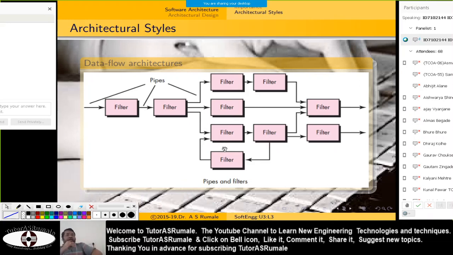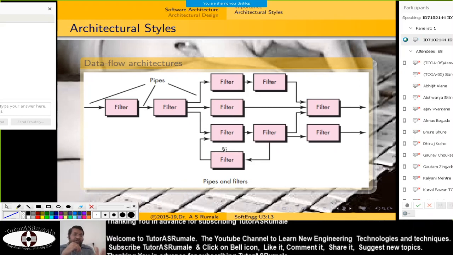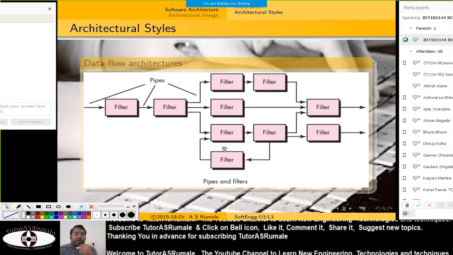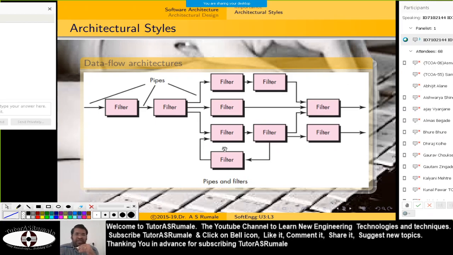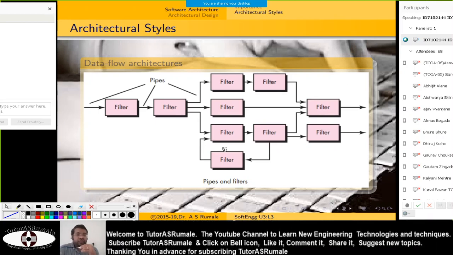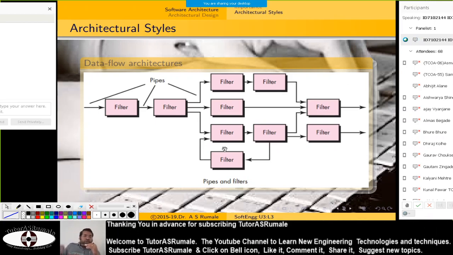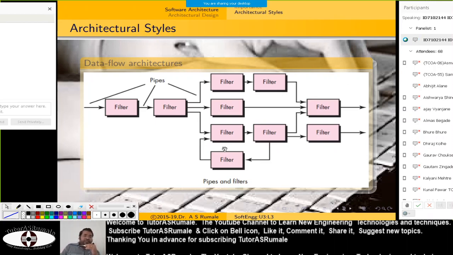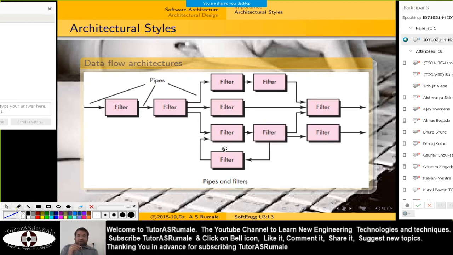So data is actually flowing from one filter to another filter and produces the output. It is like electricity. Electricity flows from one point to another point. For example, when you switch on, electricity flows through those wires. These are the wires.